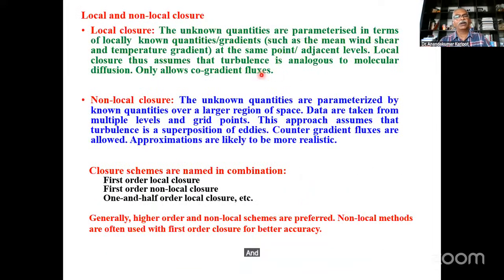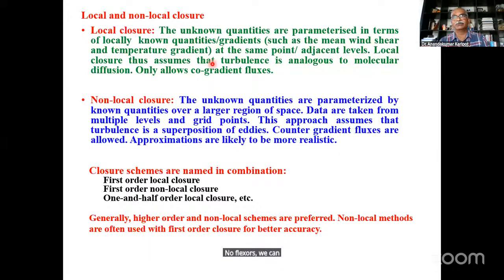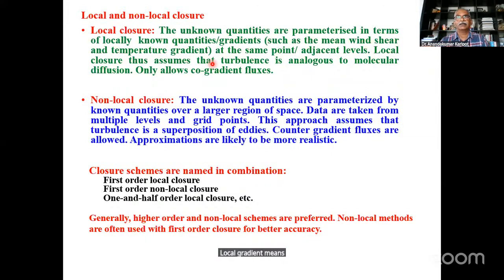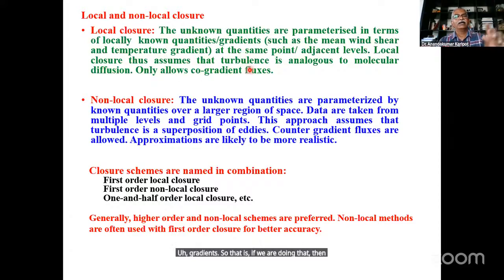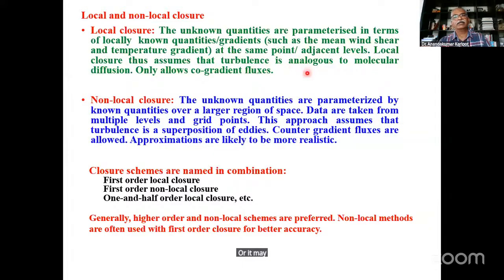And then local or non-local. You will see in the coming slides that we can approximate these fluxes in terms of their gradients. These gradients we can calculate in different ways. Either we can use a local gradient, between two levels, say 10 meter and 20 meter, and then express the fluxes in terms of those local gradients. If we are doing that, then we call it a local closure, that means we are using the information just from those two levels. It may work sometimes, but not necessarily always.